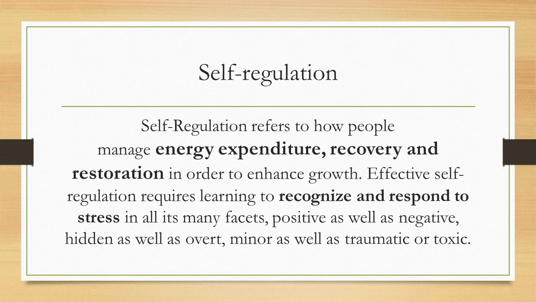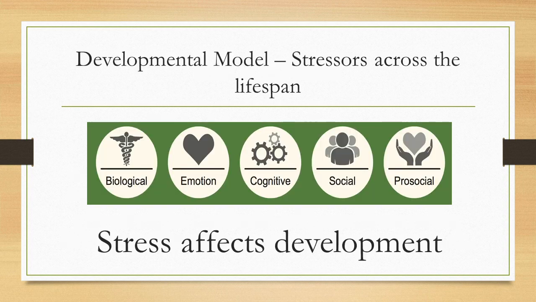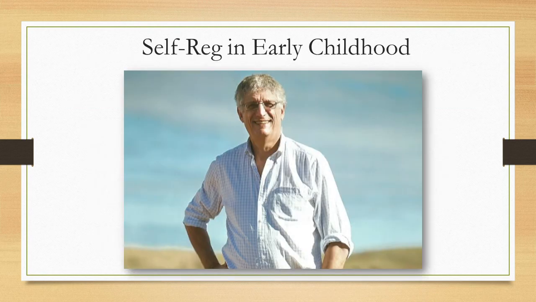So the definition that was created by the local self-reg committee, in simplest terms, self-regulation is how efficiently and effectively an individual deals with a stressor and then recovers. Stressors can be hidden or obvious and fall within 5 domains: biological, emotional, cognitive, social, and pro-social. So this is Stuart Shanker, and he runs the Merit Center, which is based at Trent University down in Peterborough, Ontario, and has done tons of research looking into self-regulation in early childhood. And he looks at it as a developmental model, so looking at stressors across the lifespan and how stress affects development. And again, stressors can fall under the biological, emotional, cognitive, social, and pro-social domain.